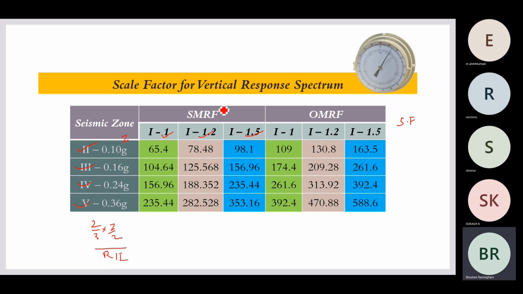Now, SMRF means R equal to 5, and OMRF means R equal to 3. So if your R equal to 5 is there, R equal to 3 is there, then I have created this table. This will represent your scale factor. So directly from the table, you can enter the scale factor. This is how I have generated this table. Z by 2, R by I, 2 by 3, in Excel you can do this. This will save your time. That is the only reason I have created it.